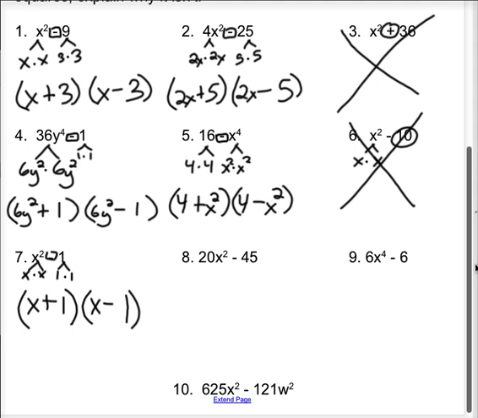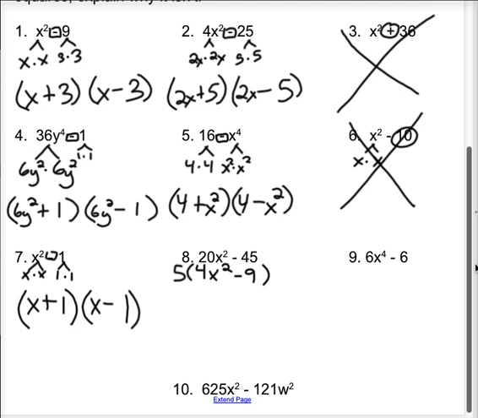Number 8. This one is a little bit different. So notice the 20 and the 45. You may look at this at first and say, well, those aren't perfect squares. I can't do anything. However, the first thing I want you to note is the fact you can actually factor out a GCF. I want you to realize that both of those numbers are actually divisible by 5. So the first thing that I'm going to do is pull out the GCF in this case. I'm going to pull that 5 right out of the rest of the problem. So I'm going to get 4x squared minus 9 left after I pull that 5 out.